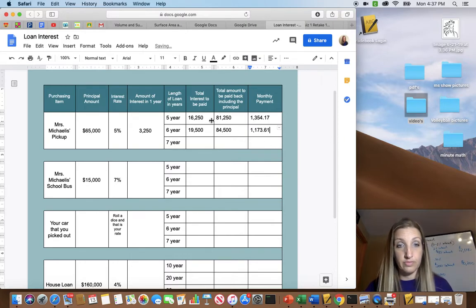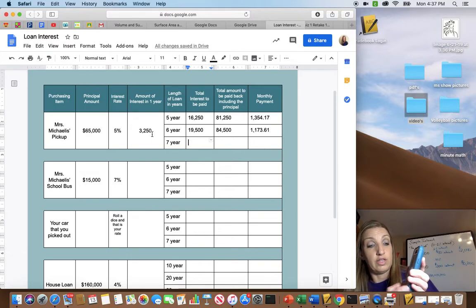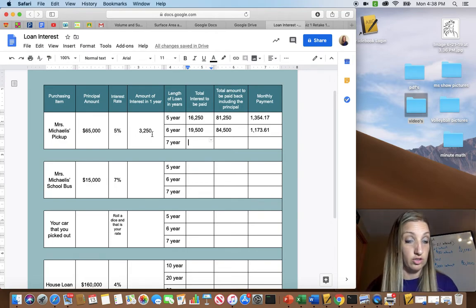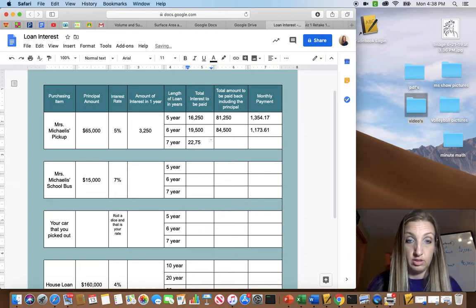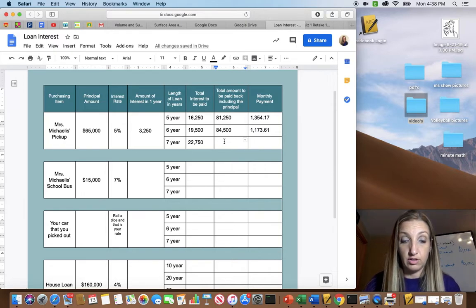$1,173.61. Okay. Now, my bank and I also could have agreed on a 7-year loan. So if this is my amount of interest in 1 year, I'm going to punch in 3,250 times 7. That's $22,750 in interest. And then I add that back to my principal amount, which was $65,000. I'm at $87,750.